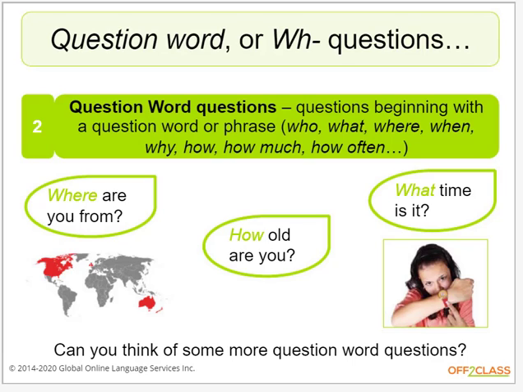So, question word or WH questions. Question word questions are questions beginning with a question word or phrase like who, what, where, when, why, how much, how often. Here are some examples: Where are you from? How old are you? What time is it?